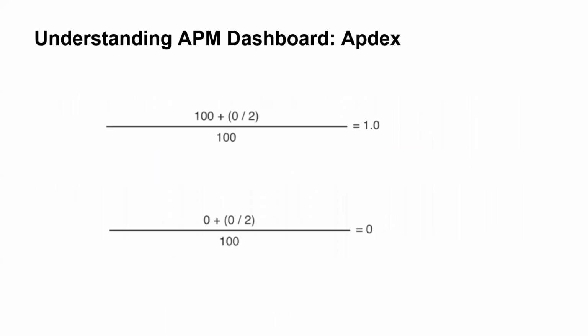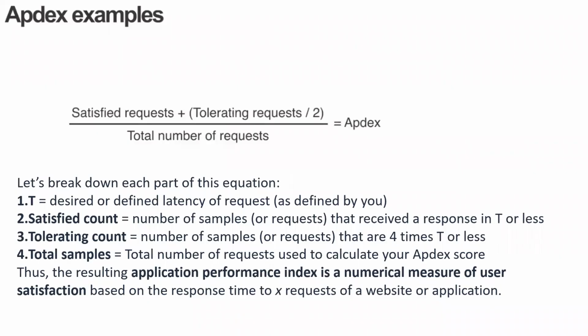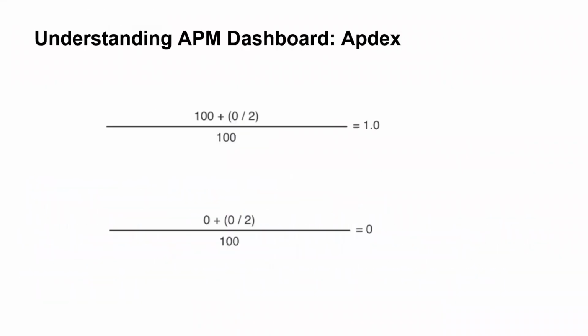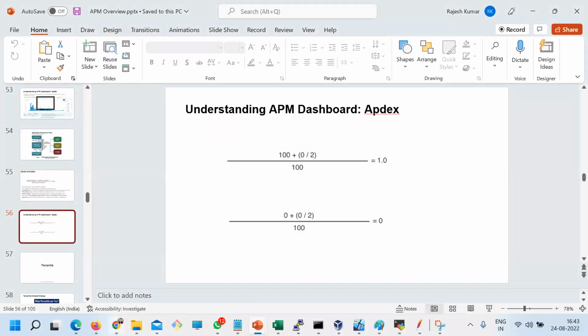If we apply the same formula, if satisfied requests is 0 and tolerating requests by 2 is also 0, that means everyone is frustrated, and your score is 0. That means the worst score for your application. So the Appdex score will be between 0 and 1 all the time. So where is the T you set?